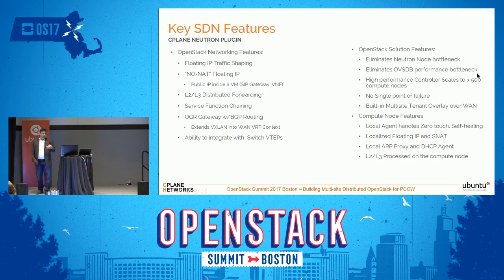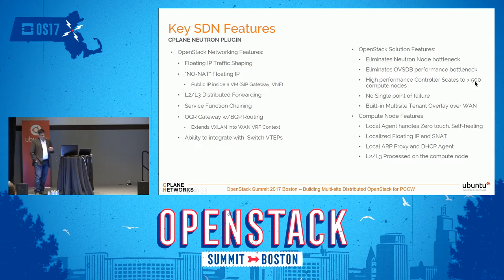So the key SDN features that we provided within OpenStack, I'll just highlight a couple here. First of all, being able to traffic shape floating IP, right? So they can reduce it down to 100 meg or 5 meg on a given tenant or a given VM. The ability to have a no-NAT floating IP, right? So for things like SIP gateways, you need the same IP address in both internal and external. So we can provide that within a VXLAN context.